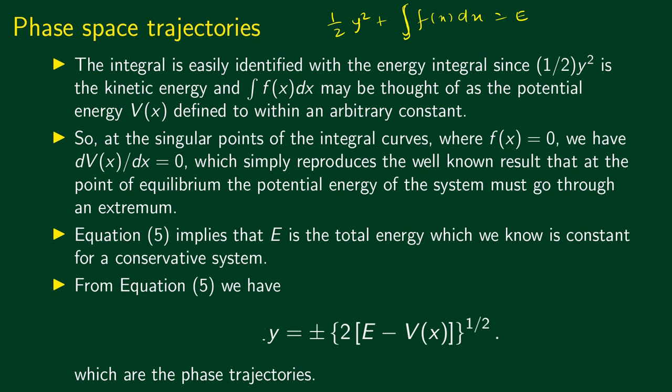Now, if f is the force, then integral f of x dx is nothing but the potential energy. You can think of integral f of x dx as the potential energy. For the phase space diagram, the phase trajectory, it's even easier to look at the potential energy curve, V of x, integral f of x dx equal to V of x. From the behavior of this potential energy curve, we can understand the qualitative behavior of the phase trajectories.